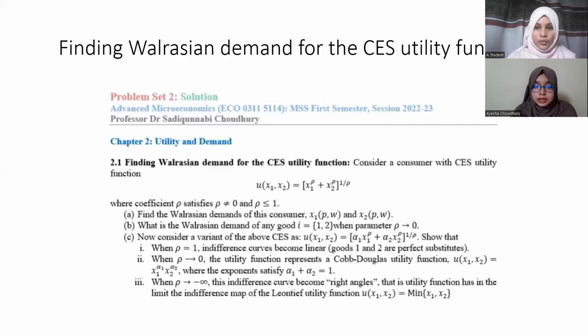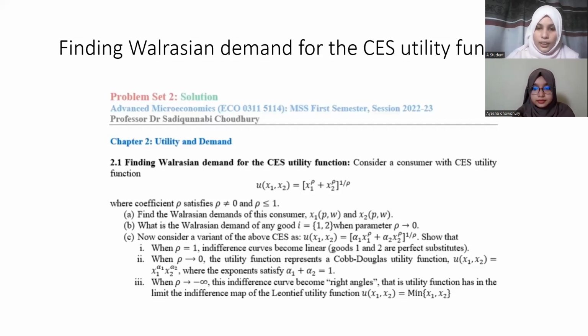Problem number 2.1 is finding Walrasian demand for the constant elasticity of substitution utility function. Consider a consumer with a CES utility function. The function is given below, where the coefficient rho satisfies that rho is not equal to 0 and rho is less than or equal to 1. Problem A: find the Walrasian demands of this consumer, x1(p,w) and x2(p,w). So let's start with the solution of problem A.